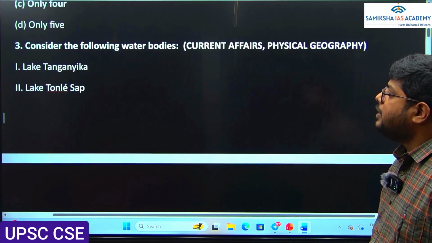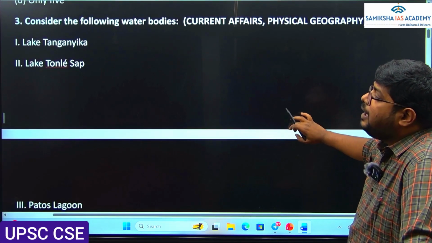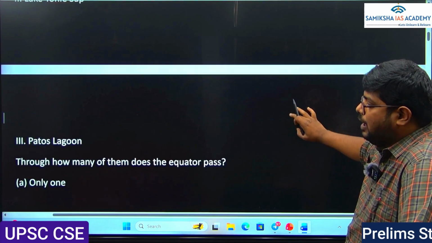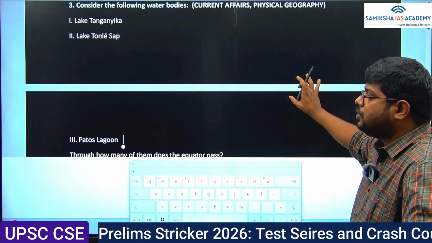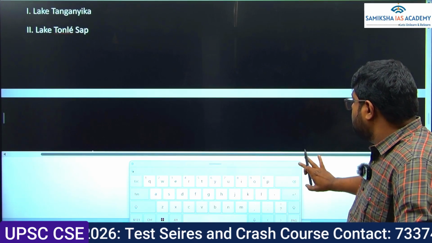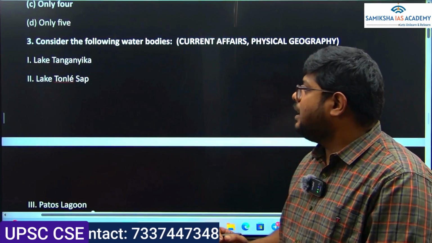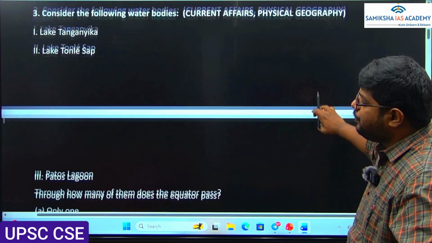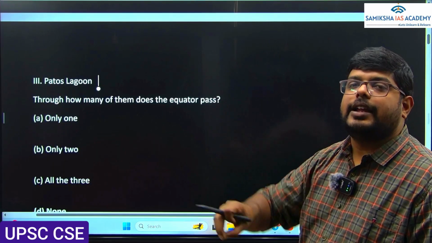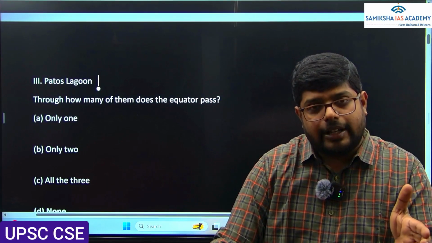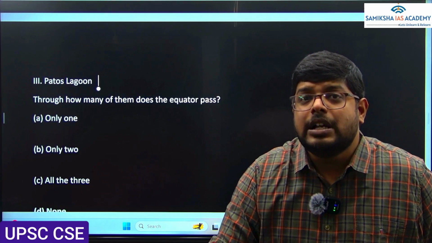See, consider the following water bodies: Lake Tanganyika, Lake Tonle Sap, and Patos Lagoon, right? Now by seeing these three names, we think that the question will be difficult. But once analyzed, right? Consider the following water bodies. Through how many of them does the equator pass? Again, this is a very simple question. The equator passes through 11 countries. Basic 7th class question. The equator passes through 11 countries.